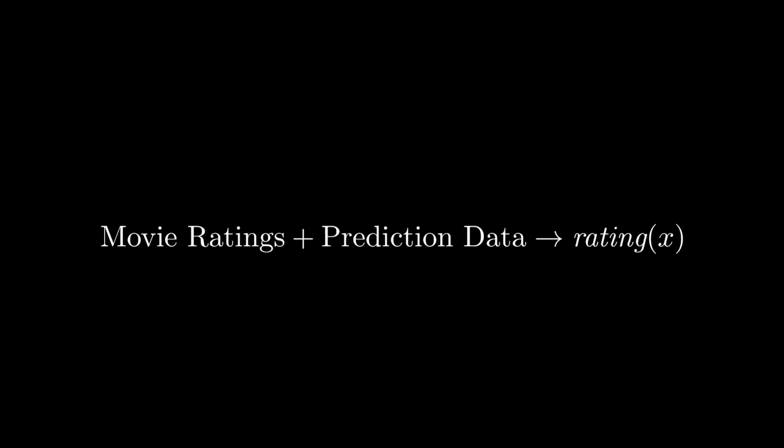Going back to our previous example, we now have a way to go from our known movie ratings and their prediction data to a model that can be used to estimate the rating of a new movie with known predictors. Improvements can be made on our Gibbs sampler though.